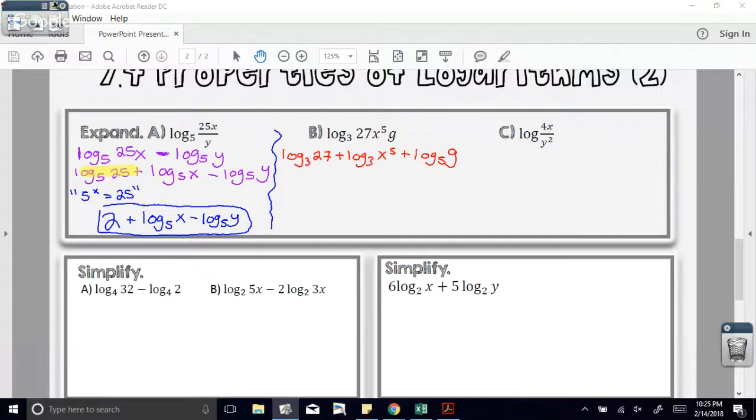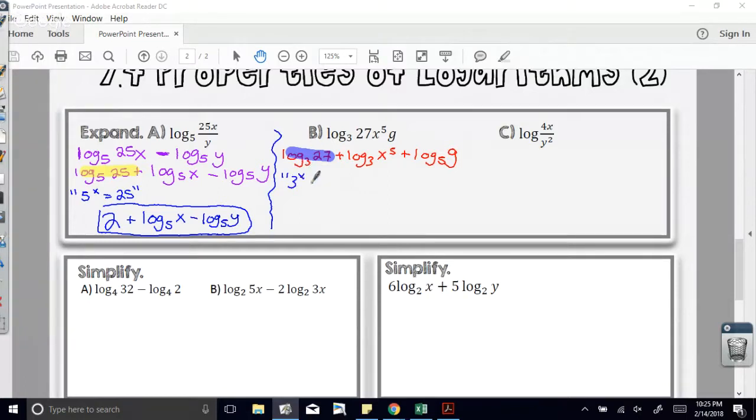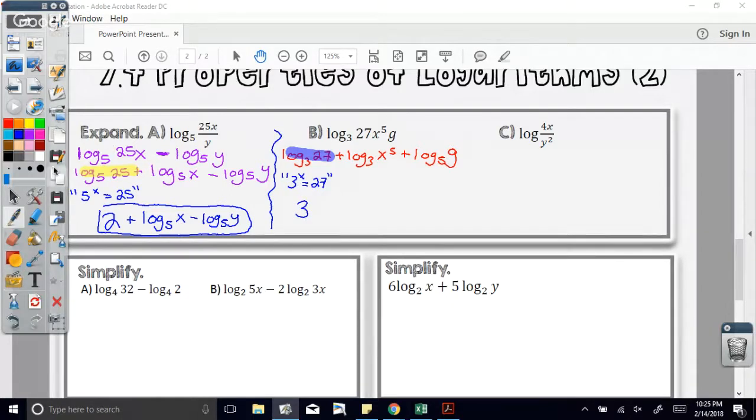Second step is we're going to look and see if we can take any of these pieces further. So again, I have a log base 3 of 27 here. And we're going to ask, okay, the log base 3 of 27 is like saying 3 to what power is equal to 27. And 3 times 3 is 9, and 9 times 3 is 27. So 3 to the third power is equal to 27.